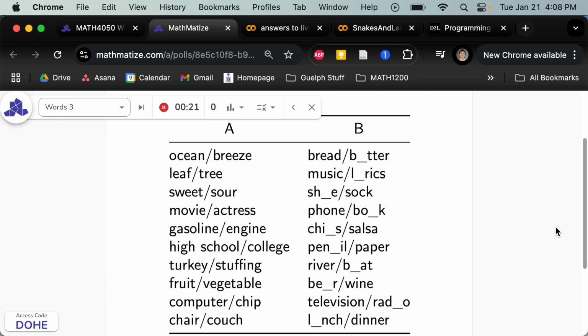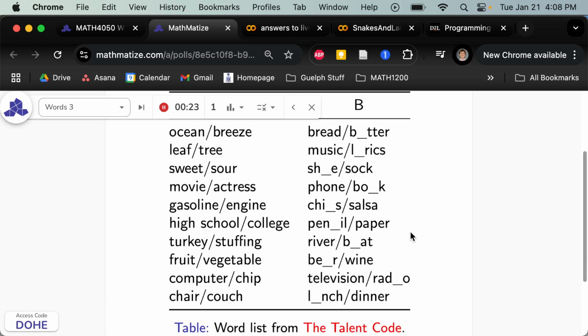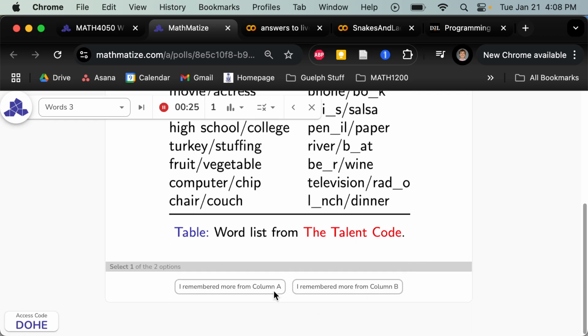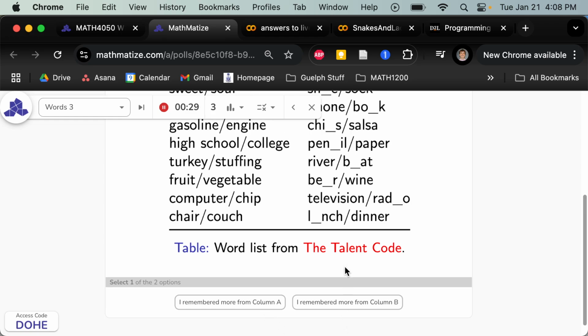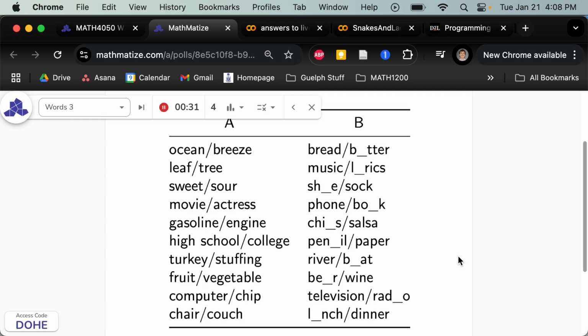And I want you to look at your list and look at the columns and tell me, do you remember more from column A or from column B? So I remembered more from column A, or I remembered more from column B. And those are the two columns for you to stare at. It's different than what it was originally. They're sorted in a certain way. So look at your list and look at the columns.